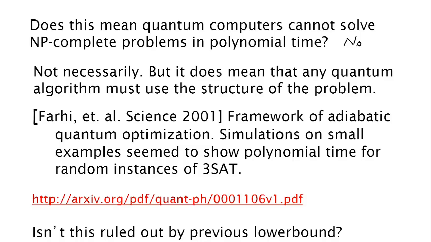Now there was a great deal of excitement about a decade ago when there was this paper published in Science which gave the framework of adiabatic quantum optimization, this new type of algorithm, and then they ran simulations on small examples of NP-complete problems, like 3-SAT, and showed that this particular way of implementing quantum computation seemed to solve 3-SAT in polynomial time. The algorithm was too complicated for them to analyze, but the simulations on small instances, of size n equal to 10 and 11, 15 maybe, seemed to show that it ran in polynomial time.